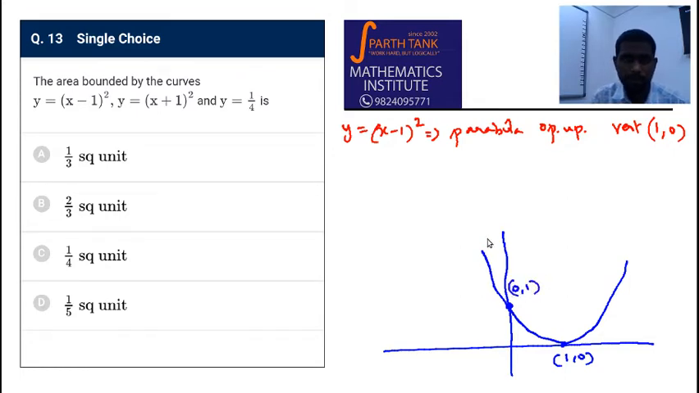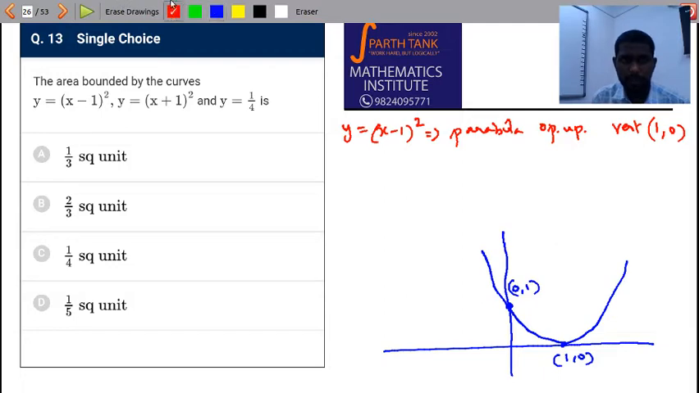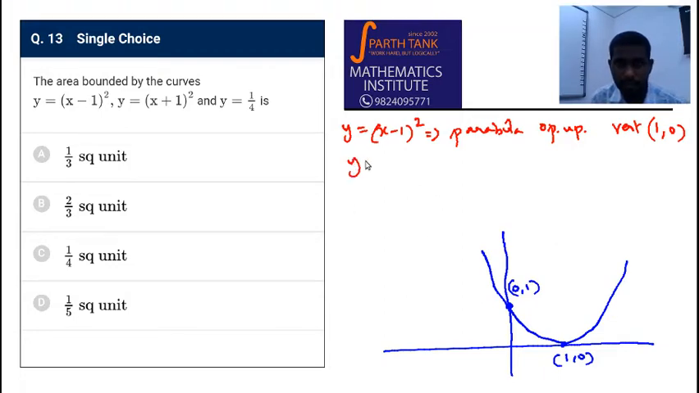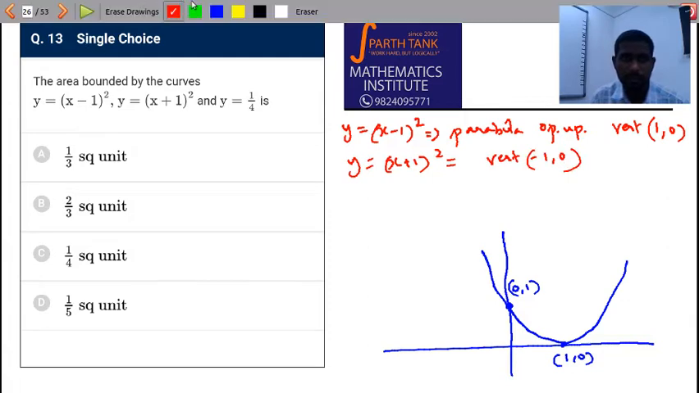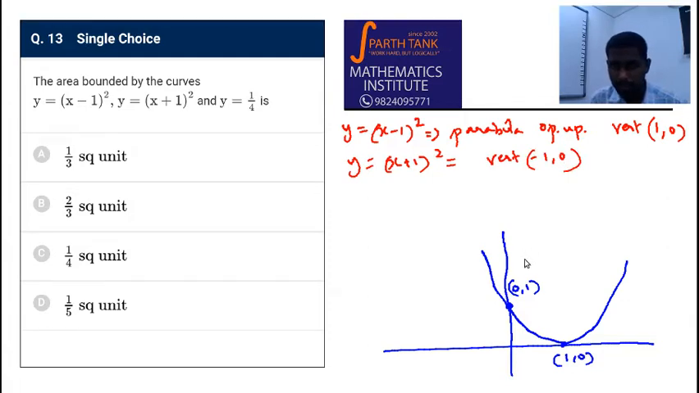Okay. Now the same way, the parabola y is equal to x plus 1 the whole square is also open upward, vertex at minus 1, 0. So now that parabola is going to be here, minus 1, 0. And you should be able to see that it passes through this point also, 0, 1. Substitute x is 0, you get y is 1.